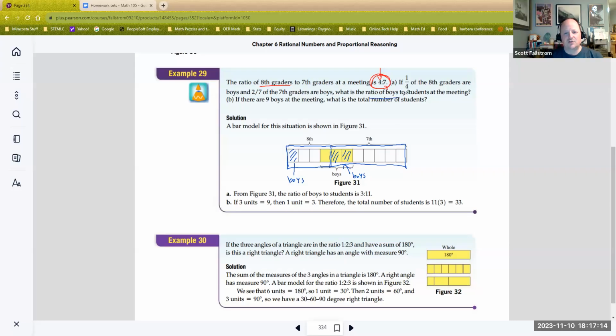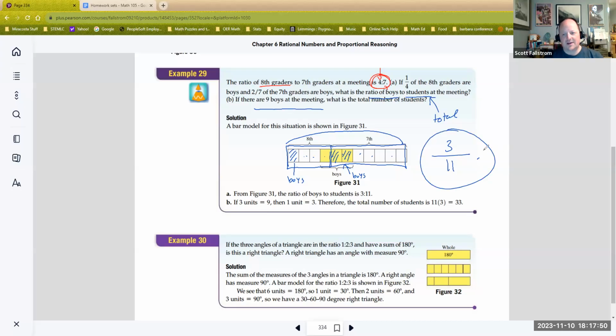And now it says, what's the ratio of boys to students? Okay, now students doesn't say girls or anything like that. It says to the total. So I want to the total. Look at this object right here. Total, there would have been 1, 2, 3, 4, 5, 6, 7, 8, 9, 10, 11 in my total, and 3 of those would have been boys. So from the picture, I can see 3 of the groups are boys, and there's 11 total boxes, so 3 to 11.